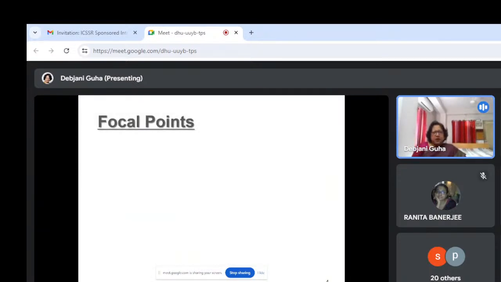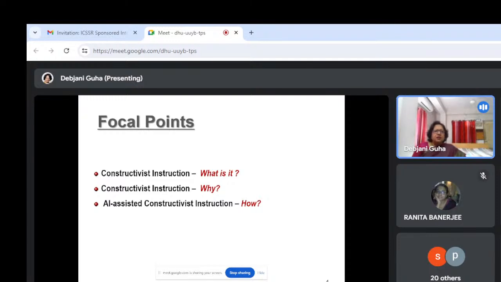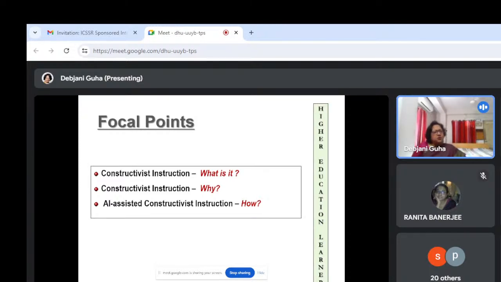The focal points of my discussion. Firstly, I'd like to discuss the concept of constructivist instruction at its stage. Then, what are the purposes of constructivist instruction? And finally, I'd like to discuss AI-assisted constructivist instruction and how it could be possible in classroom situations. The focus of my discussion will be higher education learners, and I would like to discuss the entire topic from a psychological perspective.